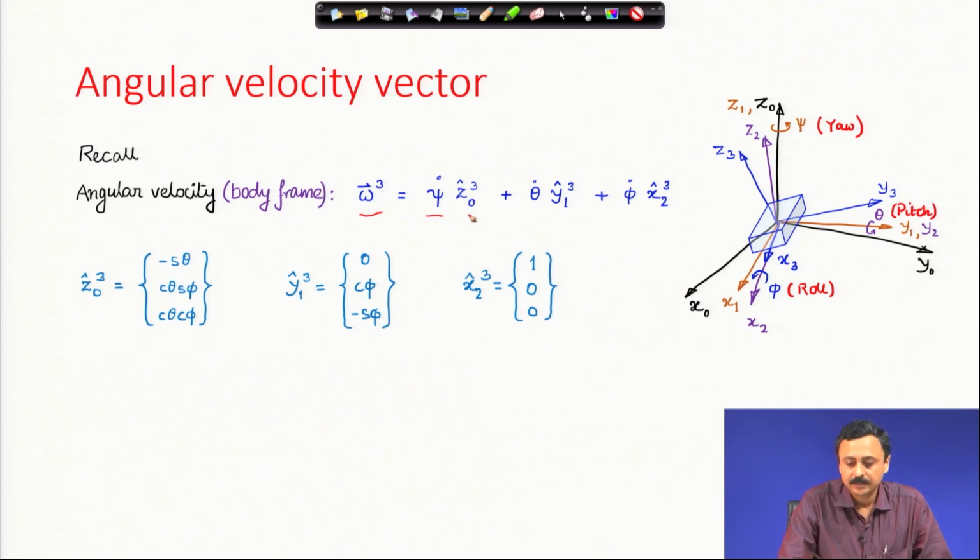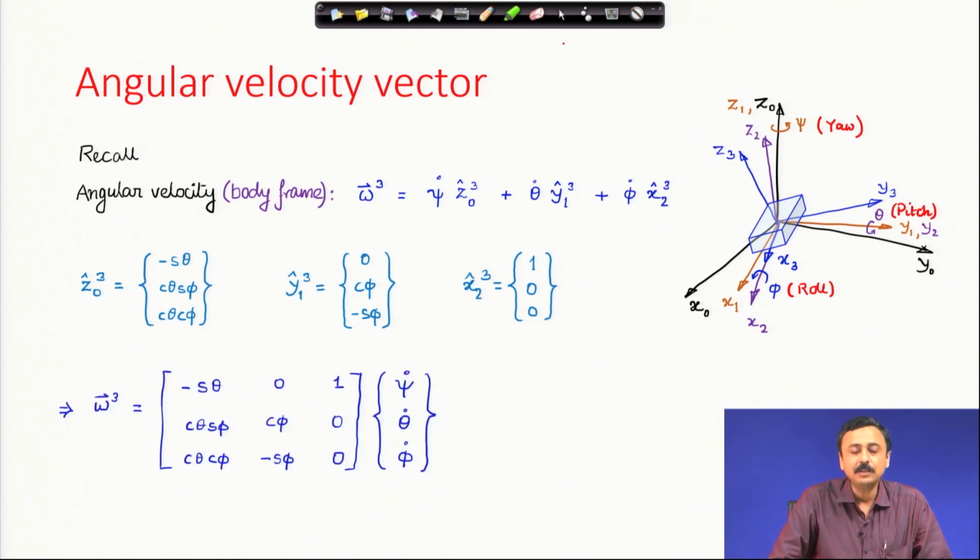Psi dot is the yaw rate, which is about z 0 expressed in frame 3. Pitch rate is theta dot, about y 1 expressed in the body fixed frame 3, and roll rate is phi dot about x 2 in the body fixed frame, and these were the vector representations of these axes. Finally, we had this transformation from the yaw rate, pitch rate, roll rate to the angular velocity vector in the body fixed frame.